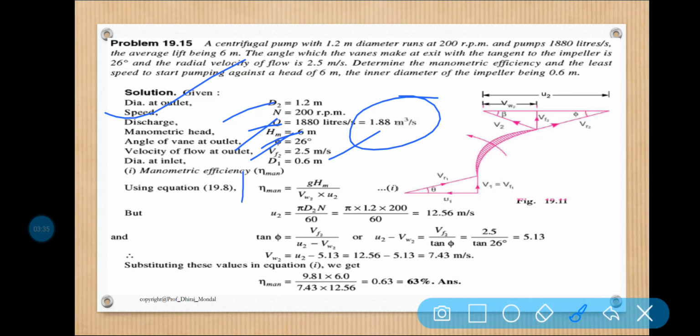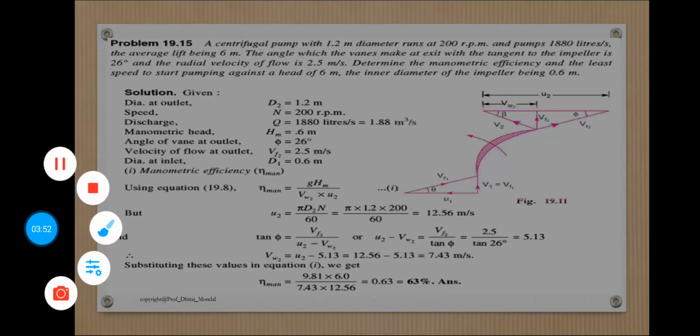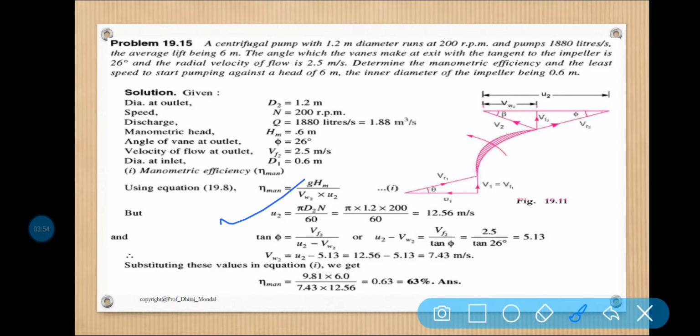The manometric efficiency, you know this formula: g Hm by Vw2 u2, and this is your velocity triangle. It is told that the flow enters radially, so Vf1 is equal to V1 and alpha is equal to 90 degree at that time, and Vw1 is equal to 0. Now u2 is equal to pi d2 N by 60. Put the values of N and d2 and you will get u2 equal to 12.56 meter per second.